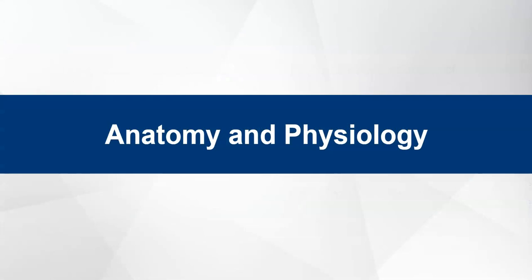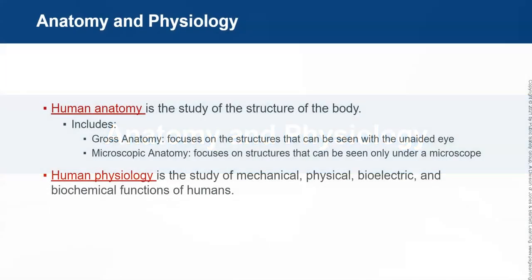When we begin with anatomy and physiology, we can understand the difference between those two terms. Human anatomy is the structure of the body, simply the what, and that could be at the large scale, the macro scale, the gross anatomy, or it could be on the fine scale, the microscopic anatomy. Physiology is the how, the mechanical or biochemical functions of the human systems.